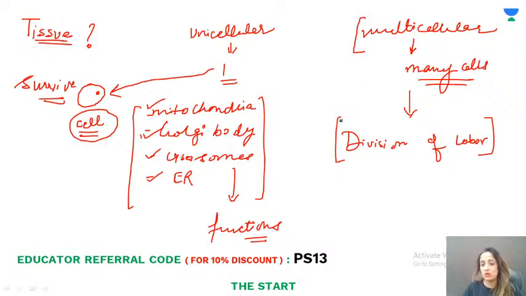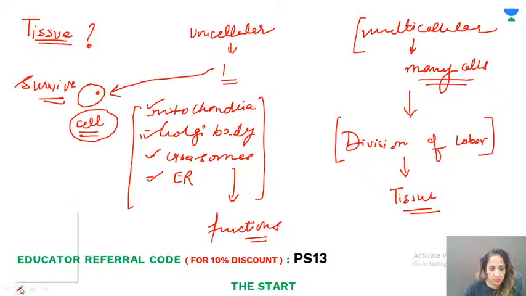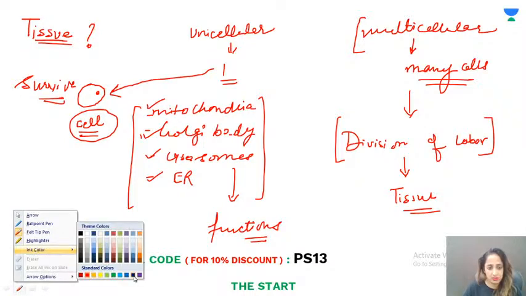But in multicellular organisms, yes, of course, a cell at its own level is doing all these functions, but in multicellular organisms, different cells perform different functions. This is what you have to remember. So that is where this term tissue originates from. So technically, what tissue is? Technically, let me change the color quickly for you guys, so that it is more clear to you.